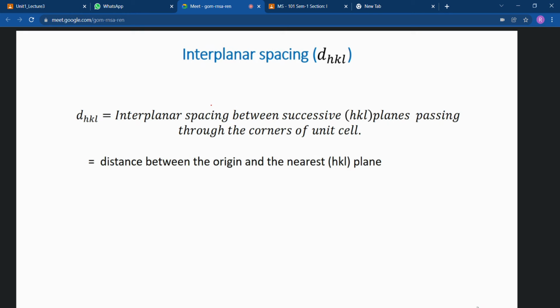So you have the idea of this HKL. This HKL generally represents the Miller indices of a plane. That if you have a plane, suppose this is my unit cell.